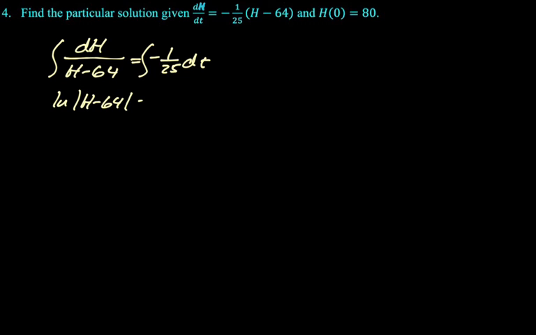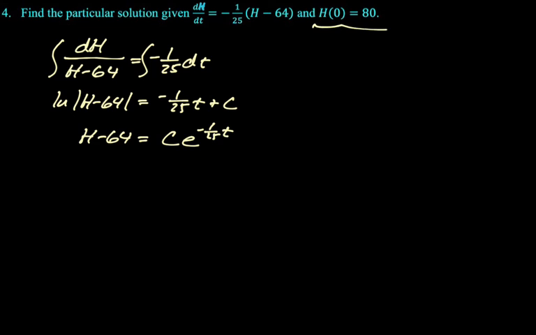That's incredibly common to get when you're doing these problems. So be aware of that. And then negative 1/25 t. We are going to exponentiate before we solve for c because it saves us a lot of difficulties with that absolute value. So h minus 64 is c e to the negative 1 over 25 t.